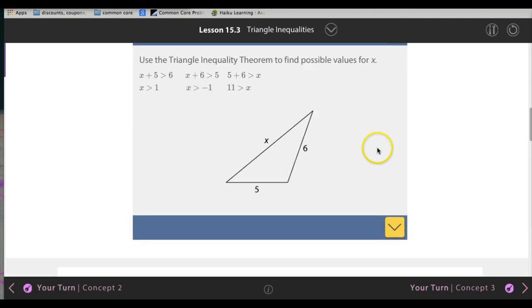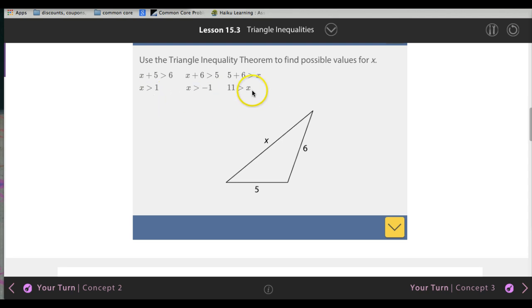So then they make you do some calculations using the triangle inequality theorem. Obviously, when you add 6 and 5 together, that has to be greater than x. And same thing, x plus 6 has to be greater than 5, and that's this one. And x plus 5 also has to be greater than 6. And so when you solve it, you subtract 5 from both sides, subtract 6 from both sides, and then this one, the answer is already given to you.